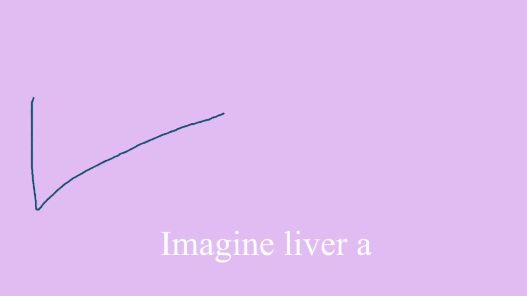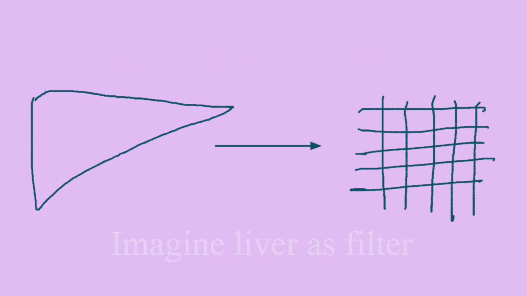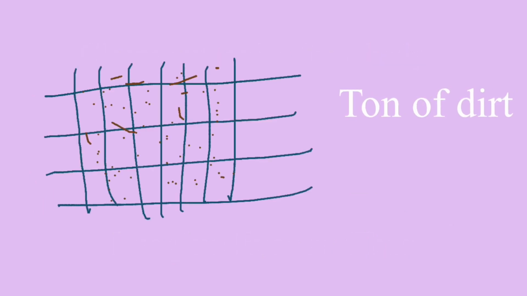Now, there are more ways that help you to remember the cause of alcoholic liver disease. For example, you just imagine your liver as a filter that cleans out toxins from your body. When we drink too much alcohol, it's like pouring a ton of dirt into the filter. Over time, the filter, that is your liver, gets clogged and damaged, causing alcoholic liver disease.